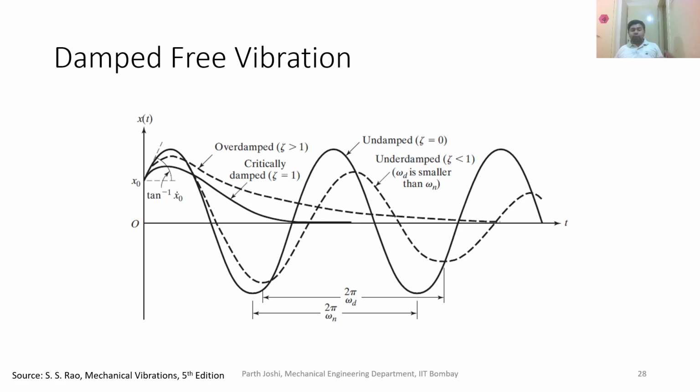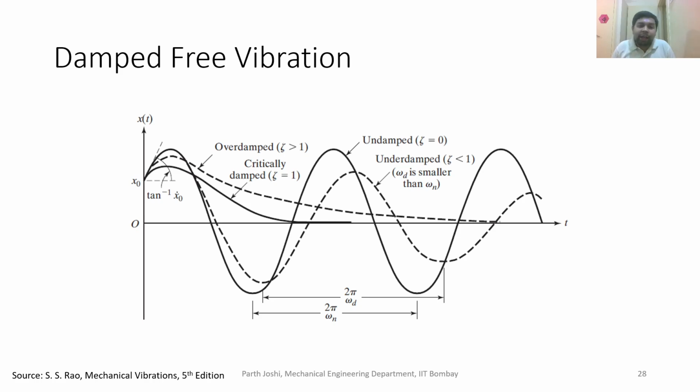And we have the next case, the underdamped case, where there will be oscillations, but the amplitude of oscillations will be decaying with time. The damped natural frequency is slightly lesser than the undamped natural frequency, but there will be oscillations with that frequency until the amplitude becomes so small that it's almost at rest.